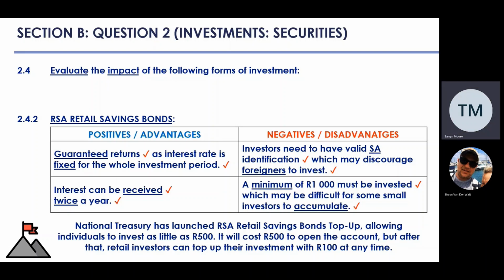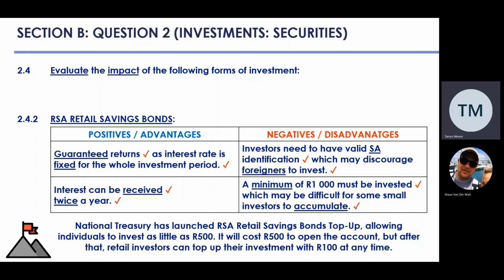So we've looked at a fixed deposit. We've looked at RSA retail savings bonds. And please take note, all of these forms of investment require you, the candidate, to give 4 facts. Why? Because each of them will be 8 marks. So we can give 2 positives, we can give 2 negatives. And remember, we are evaluating. So evaluate is split ticks.